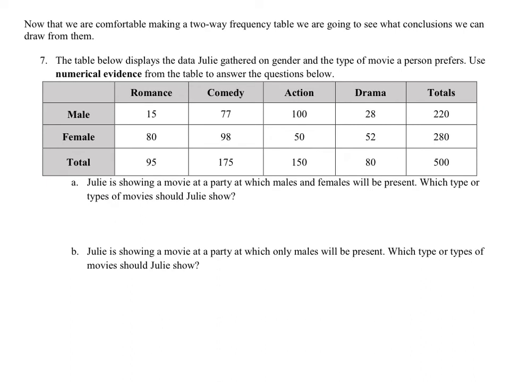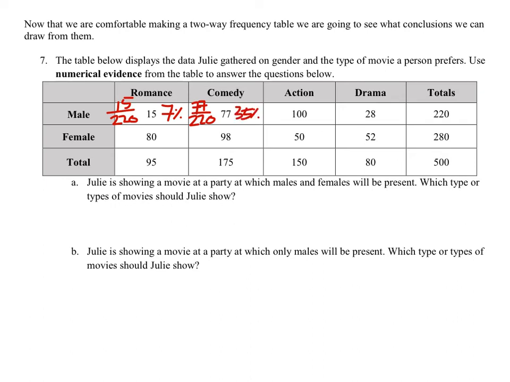Alright, so we may want to look at preferences for all of the genders. Genders and then types of movies. And this is relative frequency that we're talking about. We're going to start doing it by row. So for example, romance, there were 15 males who said romance out of 220 of them, which as a percent, so we got 7% of the males prefer romances. Then we'll do comedy for the males, 77 out of 220, which I believe is 35%.